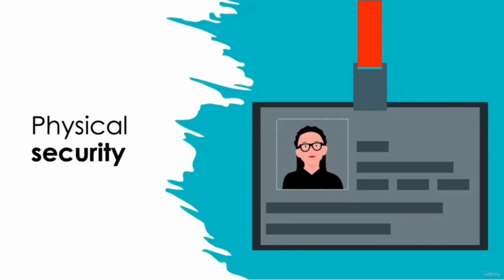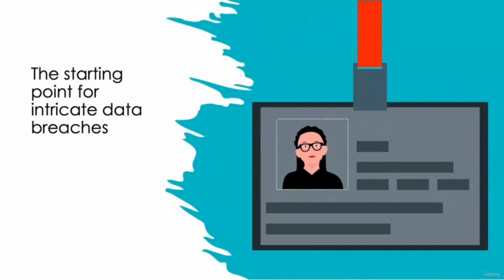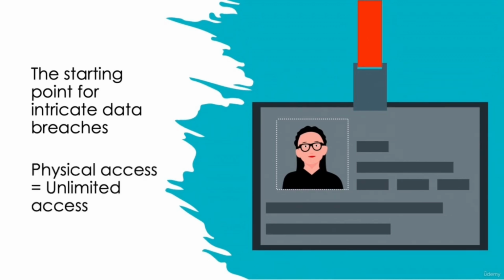Physical security. Physical security is such a commonly overlooked area in data security, and yet it's very often the starting point for intricate data breaches. For sophisticated hackers, having physical access to your device is just like opening a treasure chest for them. It will give them access to all the data stored on both that device and potentially the company network. That's why it's so important to take the right steps in protecting yourself and your company from potential data breaches, which are much less sophisticated than you might think.